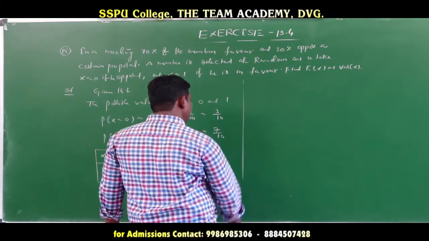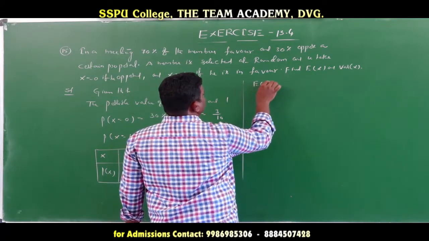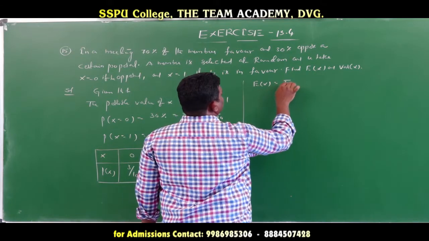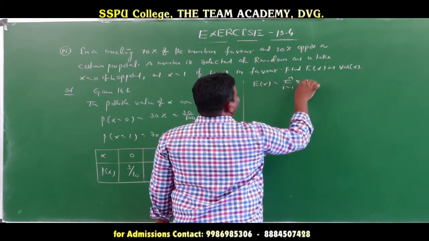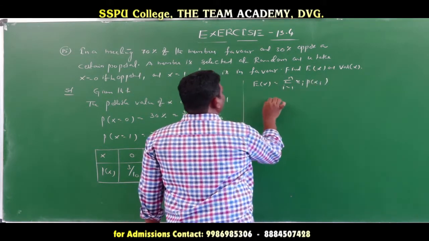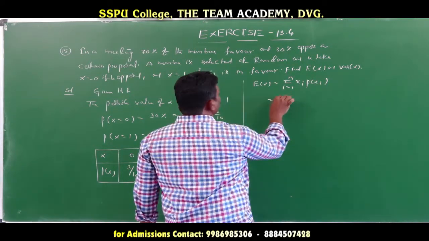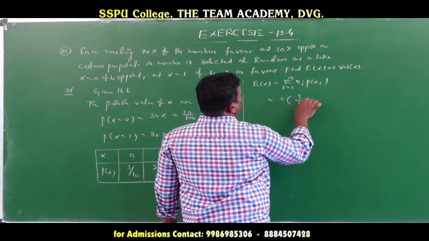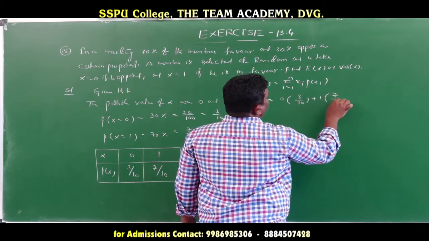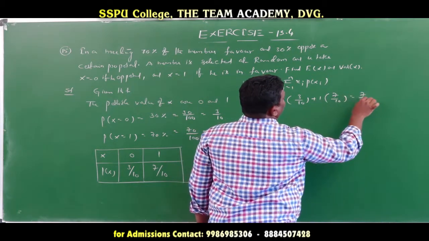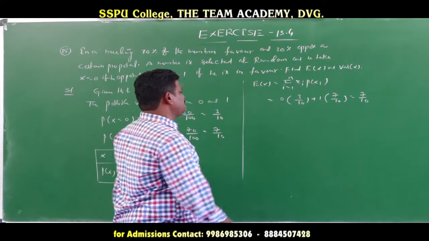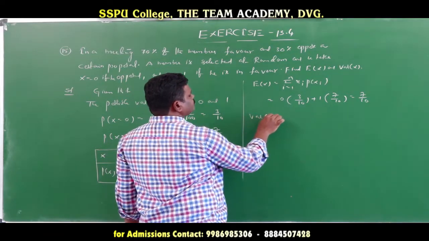Now what we find out here: expectation of x and variance of x. First, expectation of x is equal to sigma i equal to 1 to n of xi into probability of xi. Here, the first xi value is 0, so 0 into 3 by 10 plus 1 into 7 by 10. The answer is 7 by 10. Okay? Next, variance of x.